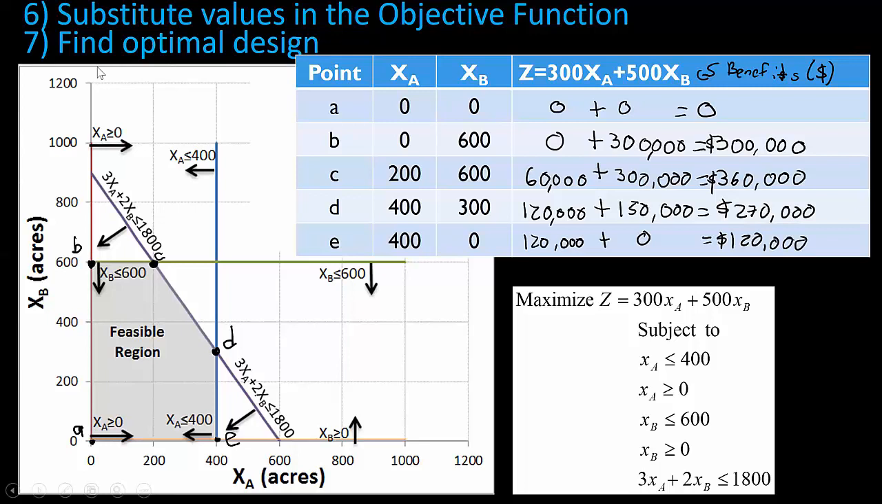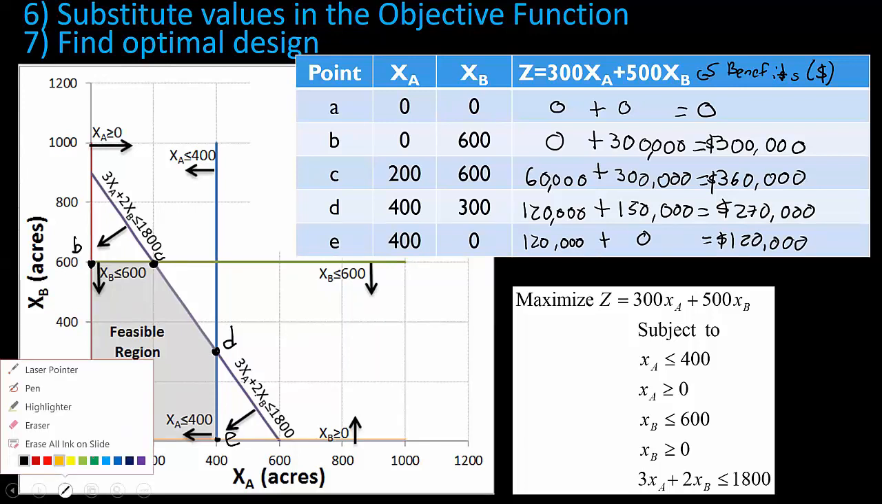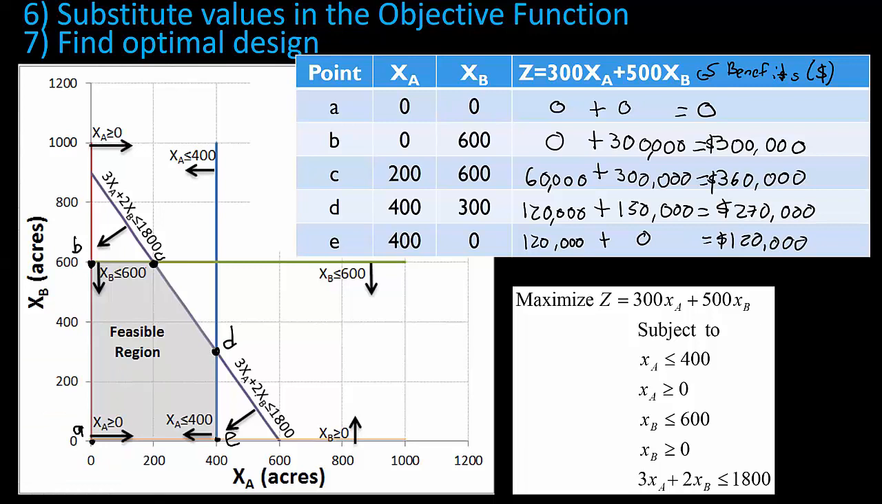So what is the value that maximizes the profit? In this case, it's going to be this point right here, point C. So this is the one that is maximizing the profit out of it. So what will be the combination? XA will be equal to 200 and XB will be equal to 600. And that was something that we discussed before.